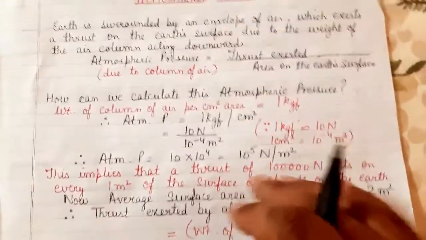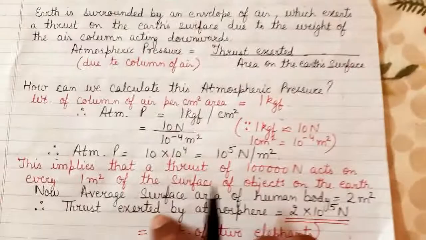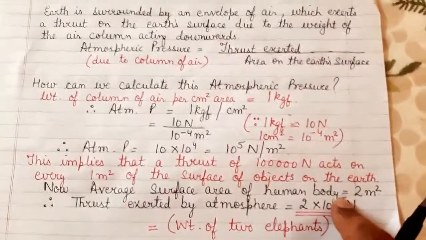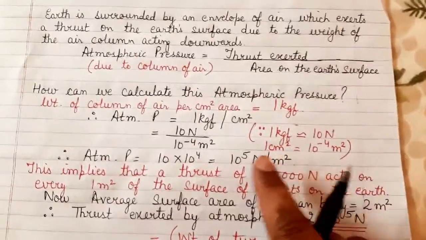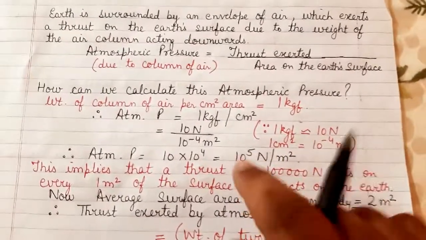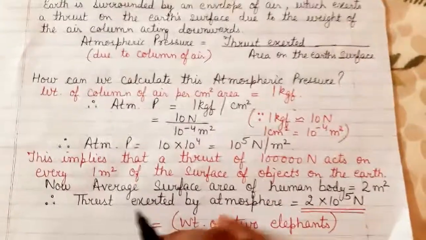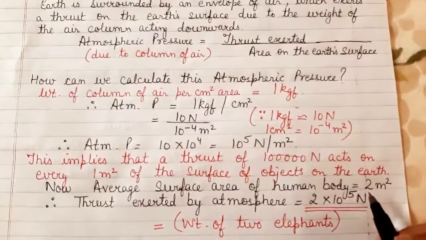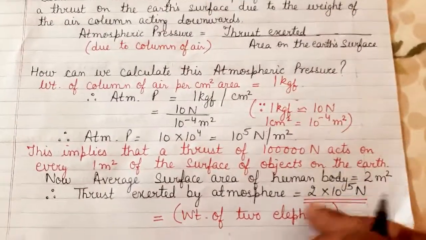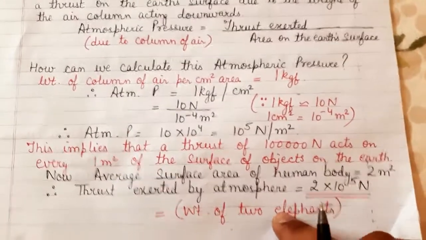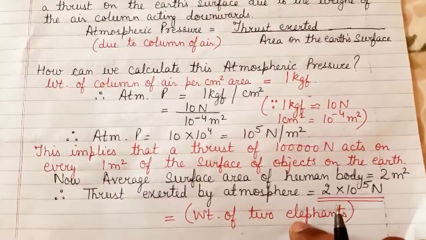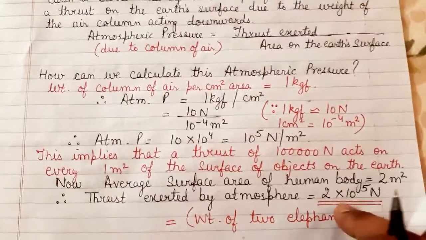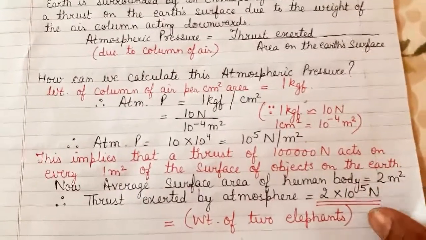Okay, now if we look at our human body, on an average, the surface area of the human body is equal to 2 square meters. We know that the thrust per square meter is equal to 1 lakh Newton. So the thrust exerted on an area of 2 square meters would be equal to 2 lakh Newtons, which is approximately equal to the weight of 2 elephants. You will be surprised to know that on our body, a thrust equal to 2 lakh Newtons constantly acts due to the atmospheric pressure.